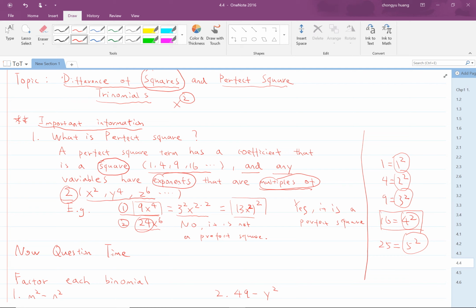So that's how we define a perfect square. The number over here has to be a positive number, right? 1 is a positive number, 2 and then 3, 4, 5, those are all positive. So that's how we define a perfect square.